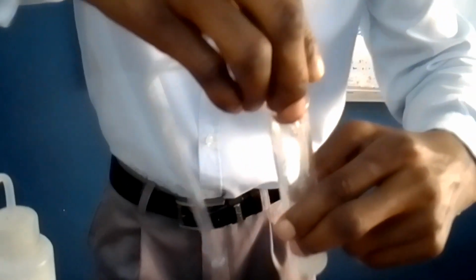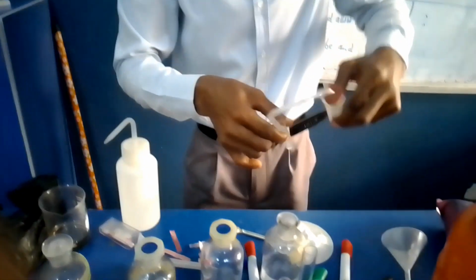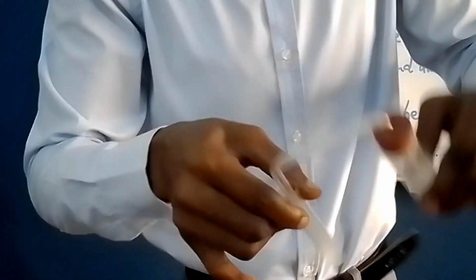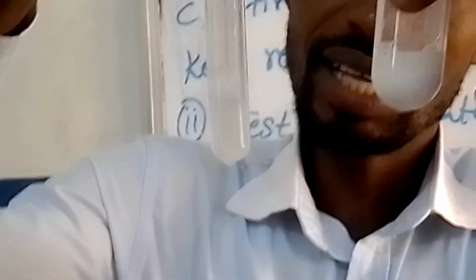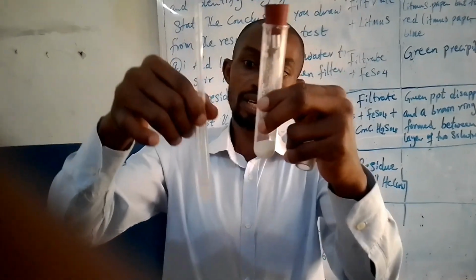Alright. You can see, as the effervescence occurs, the lime water turns milky. So this gas is a colorless, odorless gas that turns blue litmus paper faint red and then turns lime water milky.